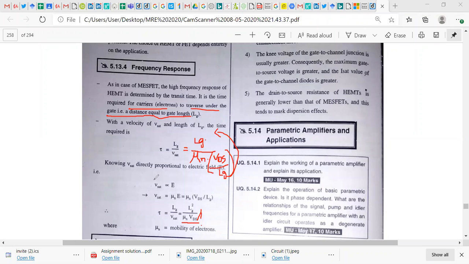What does it mean by increased gate voltage? It means, because VGS is negative, you know that VGS is always negative. Suppose earlier VGS was 10 volt, and now I am changing it to 15 volt, from 10 to 15 volt.